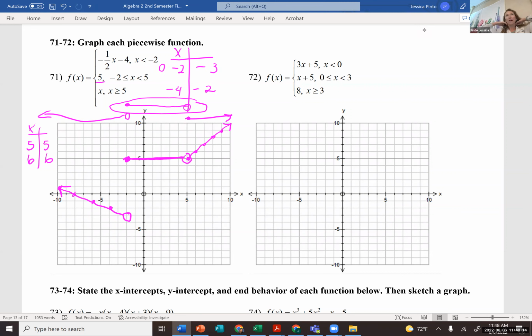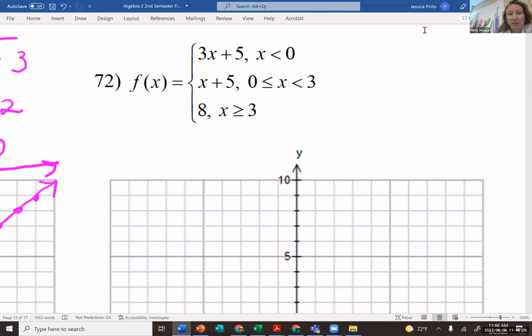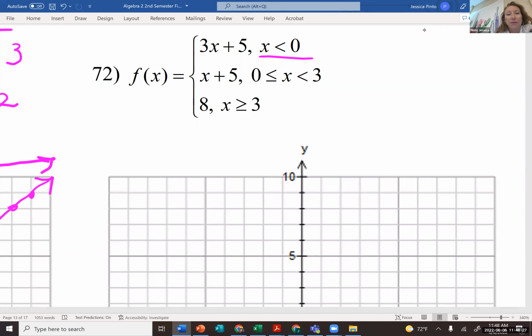So I totally forgot about these piecewise functions. It's been so long since I've graphed one. We make the t-tables, we use those open and closed circles, and those are determined by these rays here. So this one says x is less than 0. So that first piece is going to start at 0 for x, and less than goes this direction, and it's an open circle. For 3x plus 5, I could graph that, right? The m is equal to 3, the b is equal to 5.